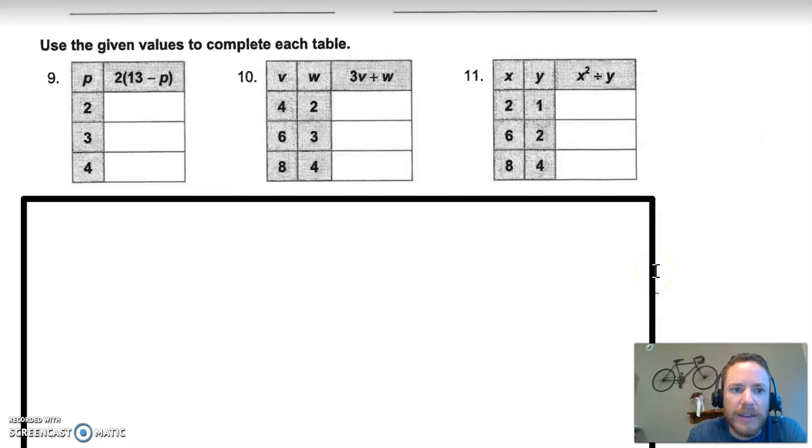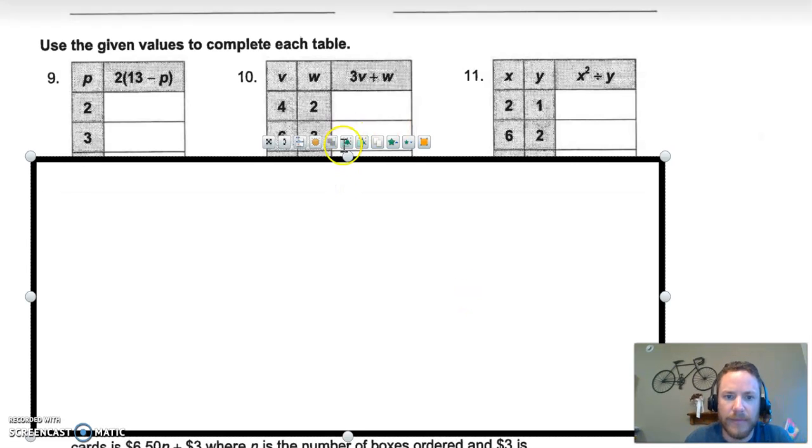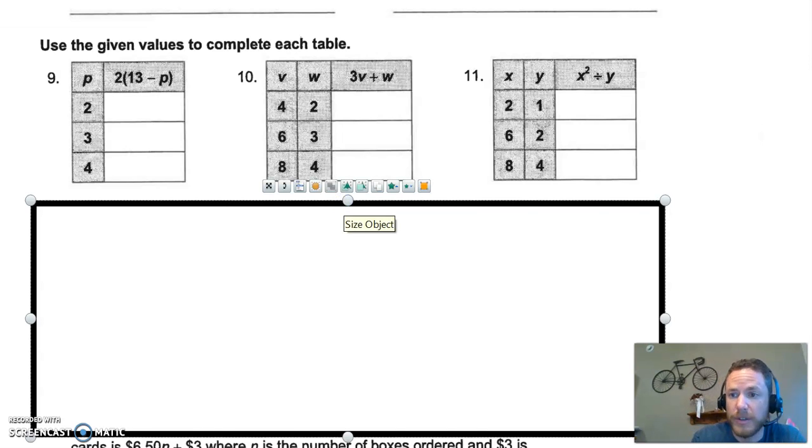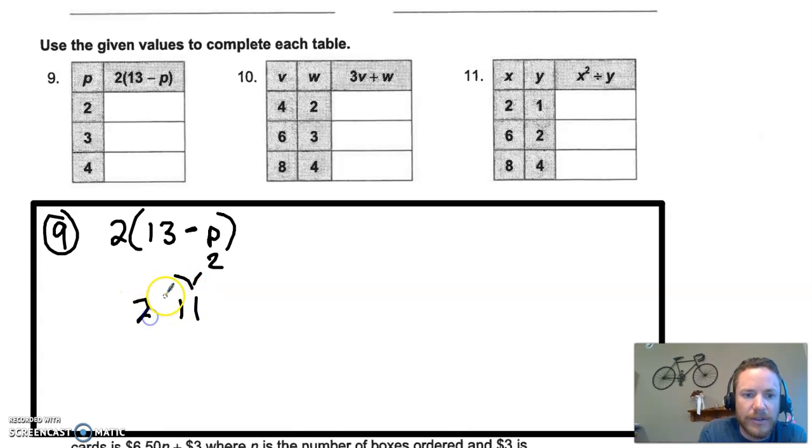It says use the given values to complete each table. These are similar to the ones we did in the front, and actually similar to what we've done on the whole page. Number 9 is 2 parentheses 13 minus p. Over here, p is going to first have a value of 2. So if I take the p out and make it 2, it's 13 minus 2, which is 11. Then 2 parentheses 11 means 2 times 11, so that's 22.